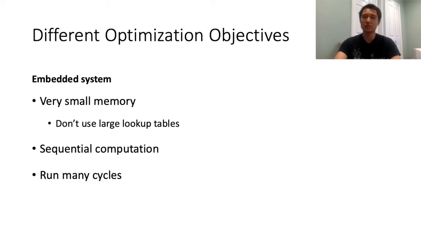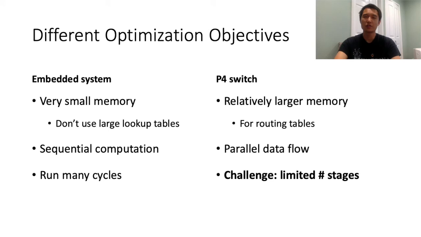Also, embedded systems use sequential computation. So we just use a bunch of for loops, and hopefully we get a high enough clock frequency to run all the cycles. In a P4 switch, it's a different story. First of all, we have relatively larger memory, because this memory is designed to store very large routing tables. Also, data flows in parallel. The most important challenge here is we have a very limited number of stages, so we have to be very efficient in our algorithm in terms of number of stages.